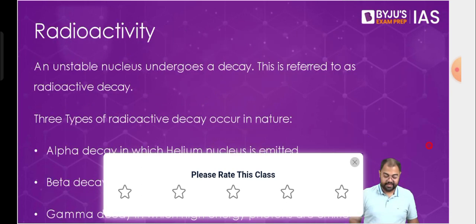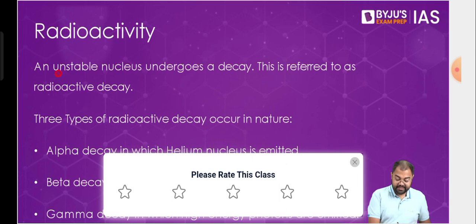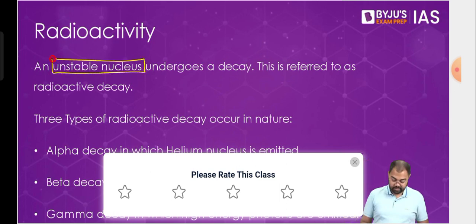Now, first and foremost, what do we mean by radioactivity? An unstable nucleus undergoes a decay. This is referred to as radioactive decay. Right? Unstable nucleus. What do we mean by unstable nucleus?